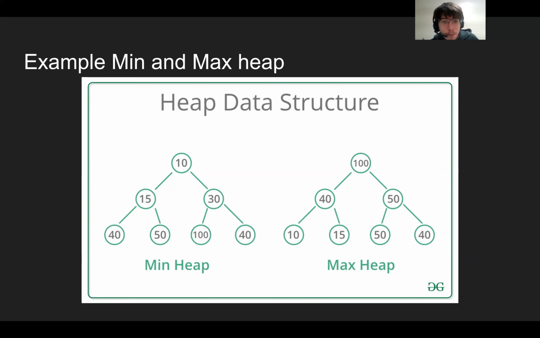So example min. Oh, okay, I guess it is balanced. It just doesn't have the same properties as an AVL tree, for example. But it is balanced, and it's complete. Okay. So a heap data structure: you have a min heap and a max heap, for example, here.